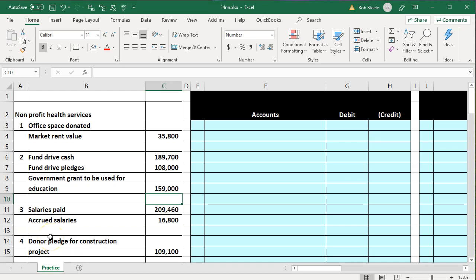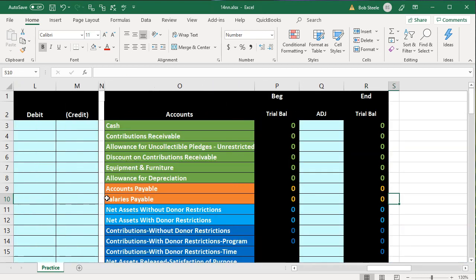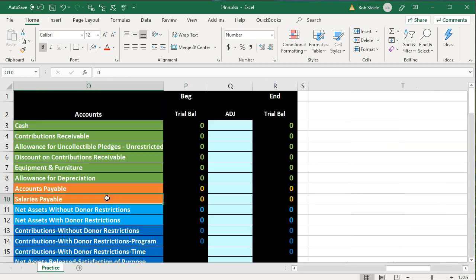In this presentation, we will work a problem related to a not-for-profit organization, a non-profit organization in the service of healthcare services. The information is going to be on the left side. We're going to put that into the blue area on the right side. We're going to journalize the journal entries here. Then we will be posting those journal entries to our worksheet having a trial balance.